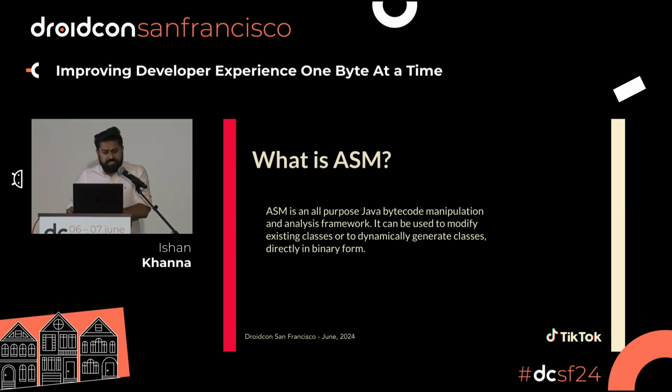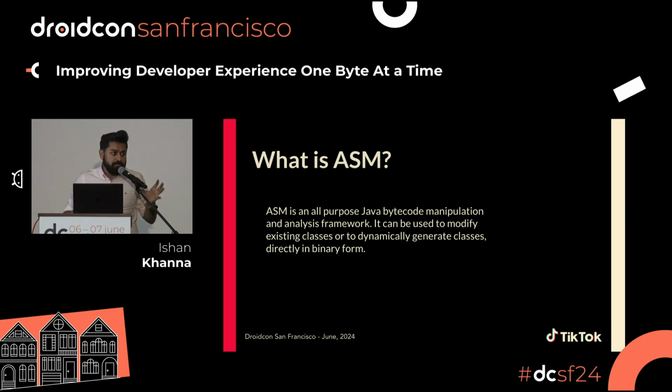So ASM essentially is an all-purpose Java bytecode manipulation and analysis framework. The goal of the ASM library originally is to just generate, transform, and analyze compiled Java classes. And I want to lay stress on the word compiled because that's essentially what it does. It is usually represented as byte arrays as they're stored on the disk and loaded into the JVM.